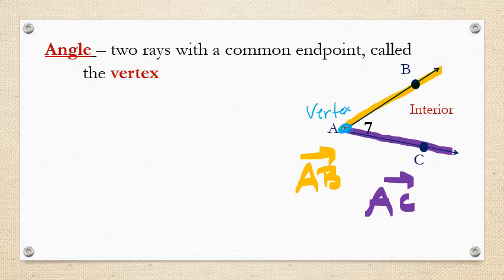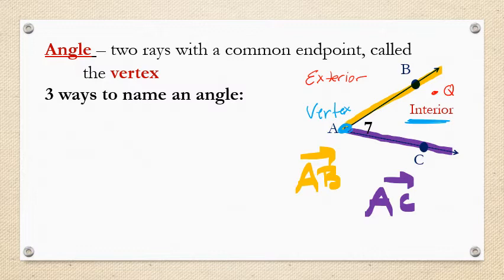On my angle, I have the interior, which is labeled on your picture. We also, on the outside here, this is the exterior of our angle. So sometimes they'll ask you to locate a point on the interior of your angle, and you can put some point, I don't know, Q on the interior of our angle if we want to.